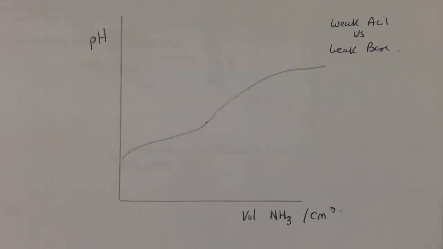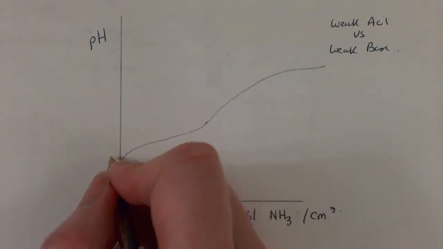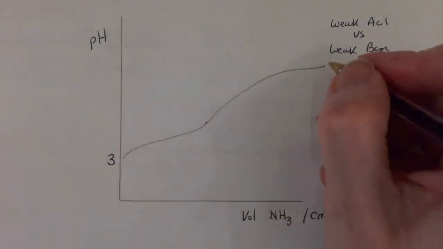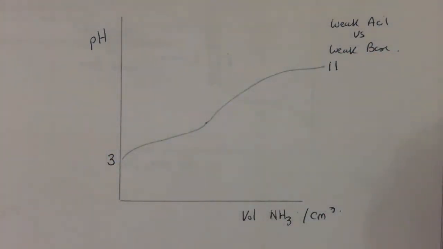The last one is a weak acid versus a weak base, so something like ethanoic acid versus ammonia. This is very difficult to plot because there are too many variables, but it'll usually start around about pH 3 and finish usually around pH 11. You'll notice there's no real vertical section, so the only way to actually follow this reaction is to use a pH meter. You can't use an indicator because the indicator would change over too wide a range of pH units.